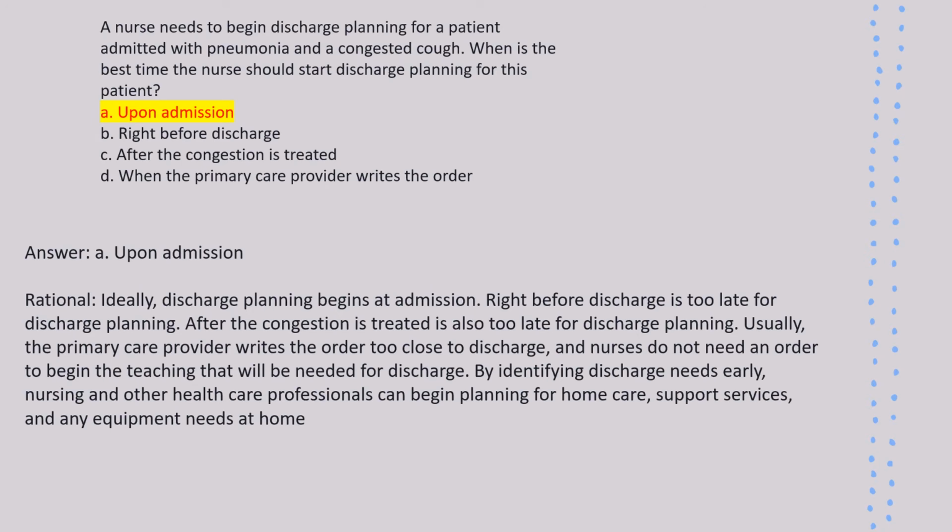Ideally, discharge planning begins at admission. Right before discharge is too late for discharge planning. After the congestion is treated is also too late for discharge planning. Usually, the primary care provider writes the order too close to discharge, and nurses do not need an order to begin the teaching that will be needed for discharge. By identifying discharge needs early, nursing and other healthcare professionals can begin planning for home care, support services, and any equipment needs at home.